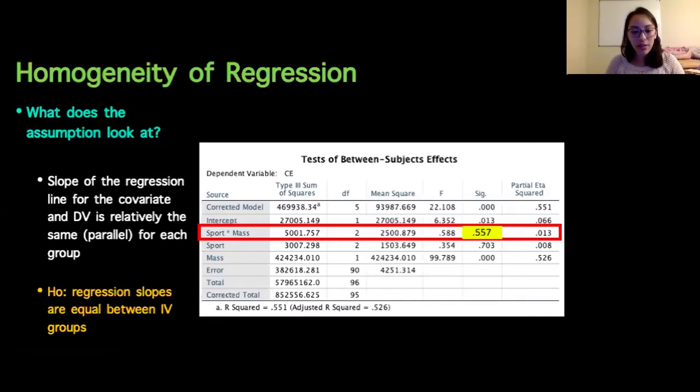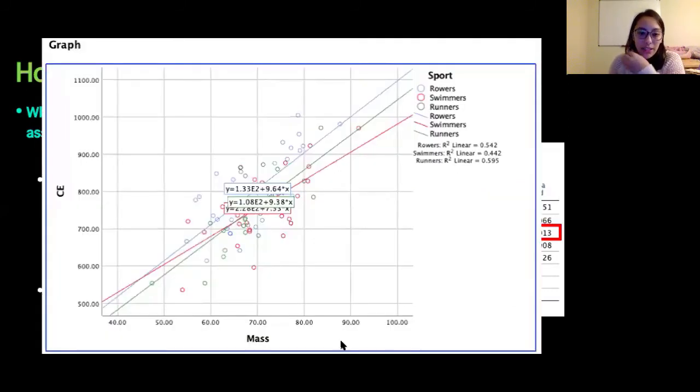But for this class, whenever you see a non-significant homogeneity of regression, just accept it and continue with the analysis, because even finding practice data sets on the internet has not afforded me any comfort in the variability that I see with this test. So a graphical representation would kind of look like this.